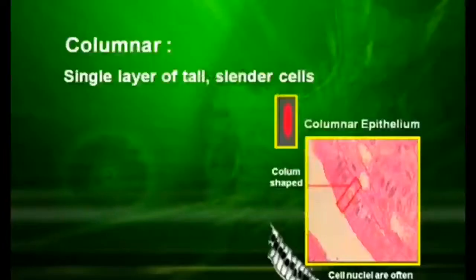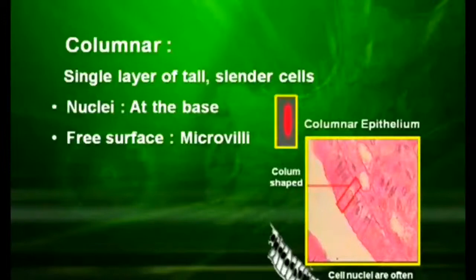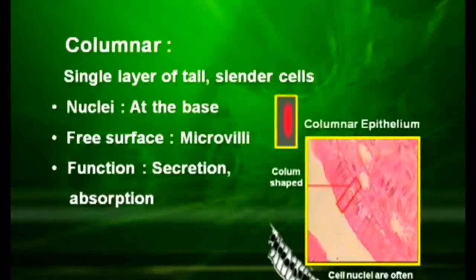Columnar epithelial tissue. They are made up of a single layer of cells, and they are slender cells. The nuclei are found at the base, and the free surface has structures called microvilli. From the name only, you can make out that these are columnar shaped, and their function is secretion and absorption. They are found in the lining of the stomach and intestine.